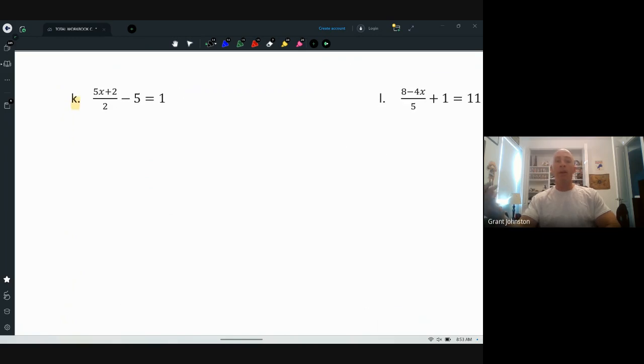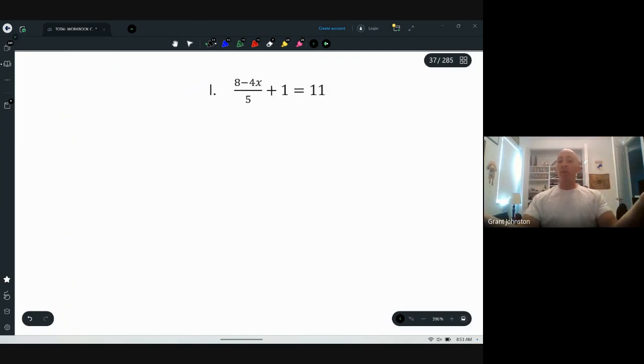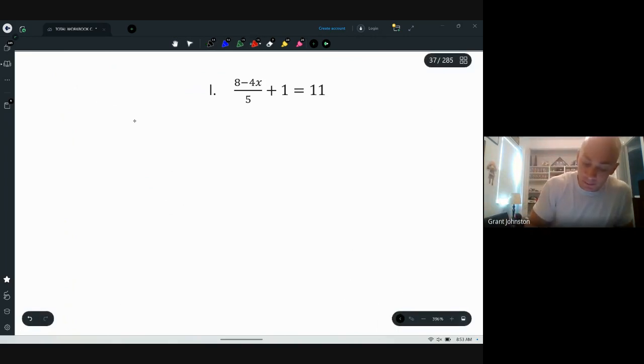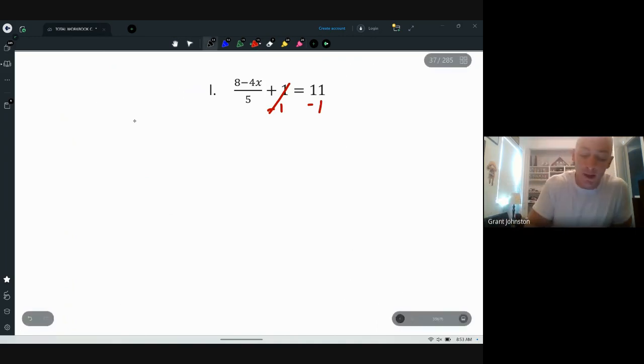Quite similar on K. Actually, let me do L. I'm going to do L instead. I'll let you do K. Okay. So this one, it's very similar. Just now we have this plus 1 stranded. So I'm going to just subtract that 1. Let's get rid of that first because that 1's not being divided by the 5. So we're not going to deal with that quite yet. Let's just get rid of that 1 first.